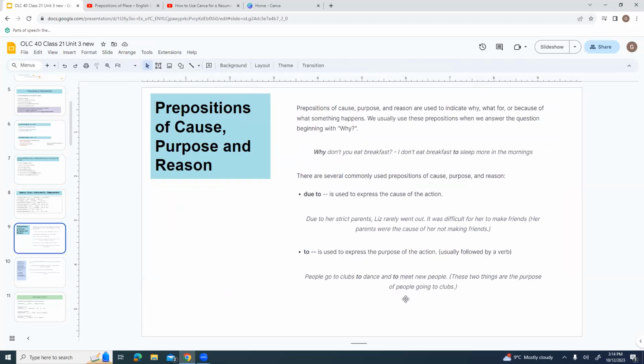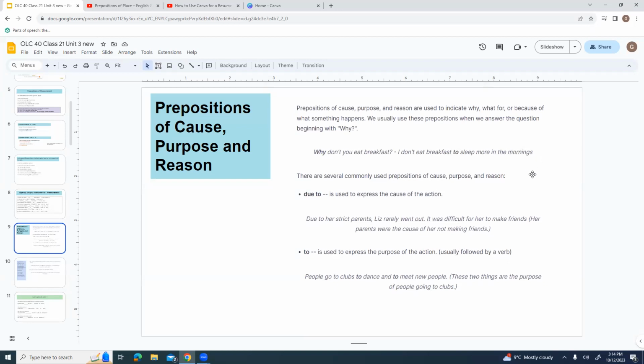Okay. Prepositions of cause, purpose, and reason are used to indicate why, what for, or because of what something happens. We usually use these prepositions when we answer the question beginning with why. So for example, why don't you eat breakfast? I don't eat breakfast to sleep more in the mornings. So to is kind of indicating the part after that is your reason.